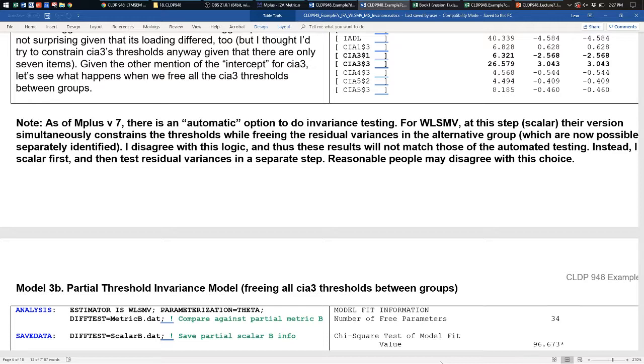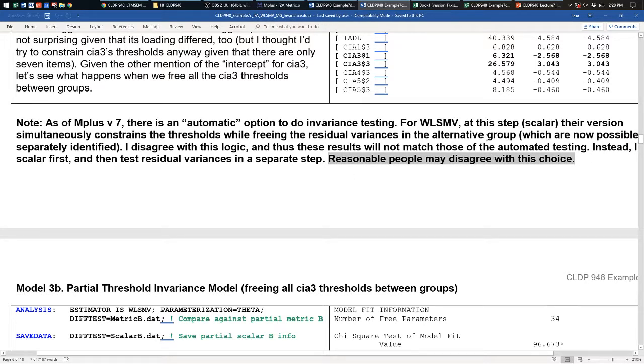The other reason is that the way they do it in terms of IFA, I disagree with theoretically. What they do when they get to scalar is because the residual variances are able to be estimated in the alternative group at that point, they put the scalar constraints on and simultaneously free the residual variances. So they're both adding things and taking things away in one step. And to me, I'm like, no, that doesn't make any sense. So I prefer to do it by hand so that I know what I'm testing rather than adding things and subtracting things at the same time, which to me makes them non-nested. And as I note here, reasonable people may disagree.